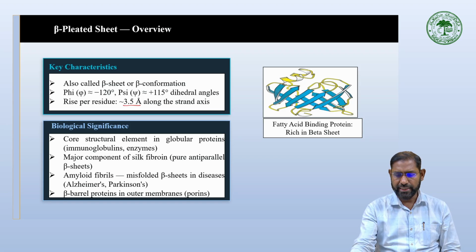This is the example, fatty acid binding protein. Here it is rich in beta sheet. This is beta sheet, beta sheet, beta sheet. This is all beta sheets.